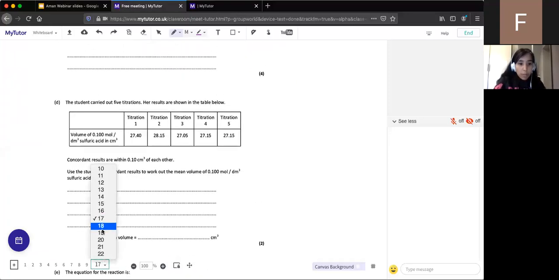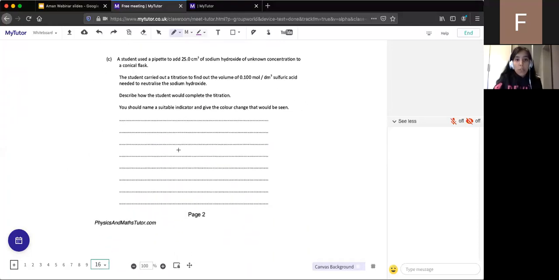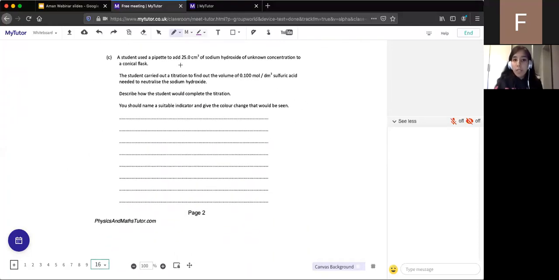Right, let's start here. All right, so a student used a pipette to add 25 centimeters cubed of sodium hydroxide of unknown concentration to a conical flask. The student carried out a titration to find out the volume of 0.1 moles per decimeter cubed of sulfuric acid needed to neutralize that sodium hydroxide. Describe how the student would complete that titration.